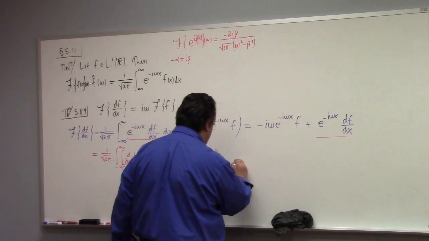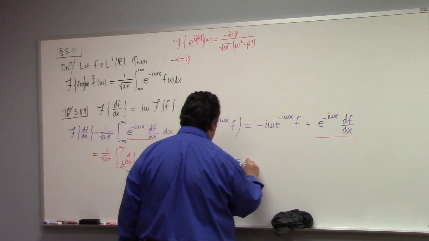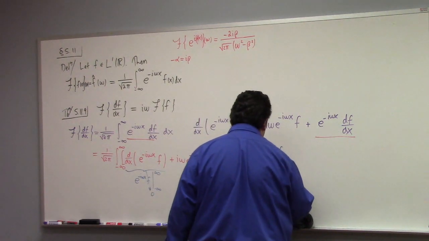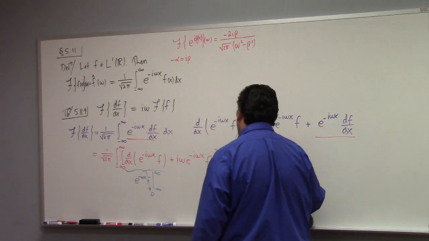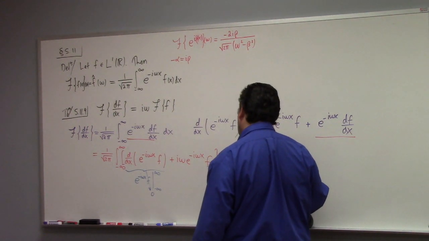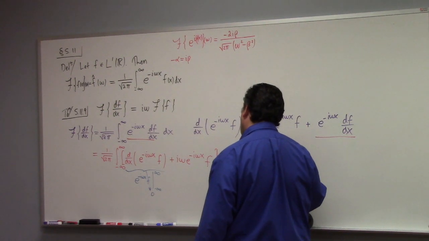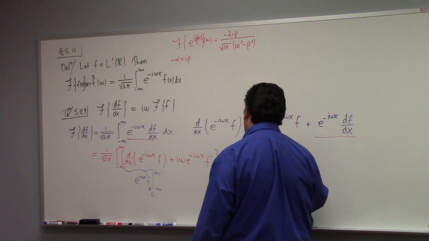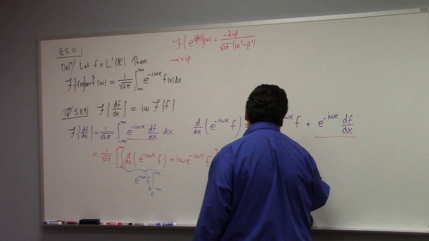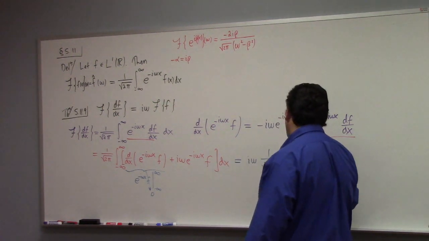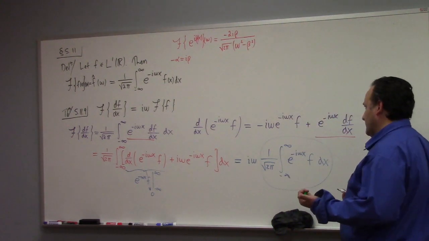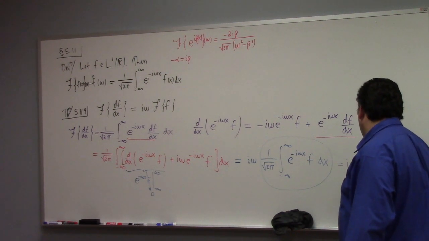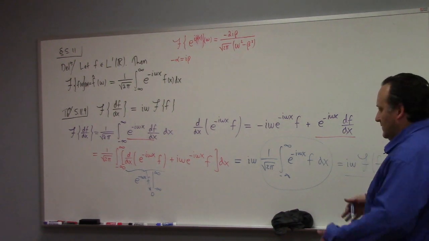So then one more step. This is equal to i omega times 1 over the square root of 2 pi integral from minus infinity to infinity of, where were we? Oh, f. Sorry. But that's exactly the Fourier transform of f. So there you go: i omega times the Fourier transform of f. And that's the theorem.